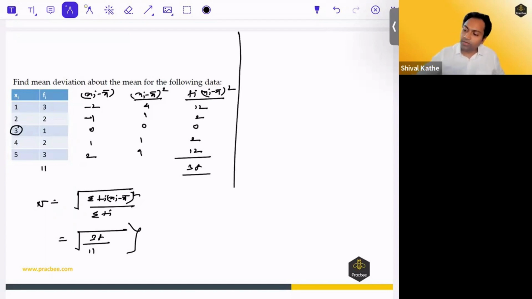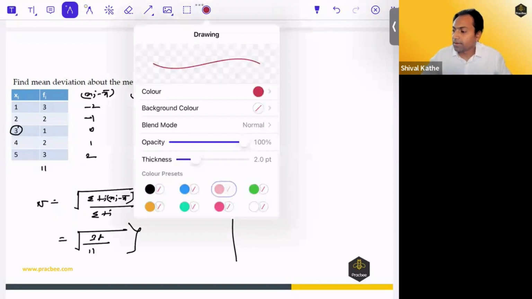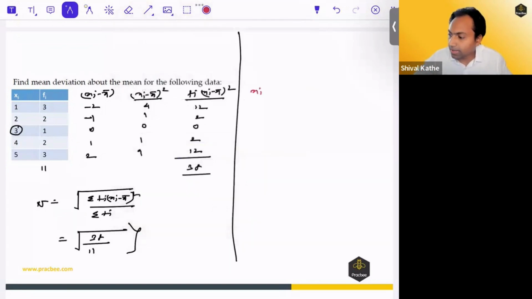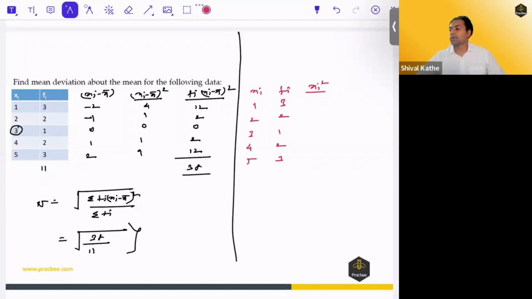And now if I use another method, how am I going to do it? मैं इसका square कर दूंगा, तो xi was 1, 2, 3, 4, 5, and fi was 3, 2, 1, 2, 3. So what I'm going to do is I'm going to do xi square. So if I do xi square, this is 1.